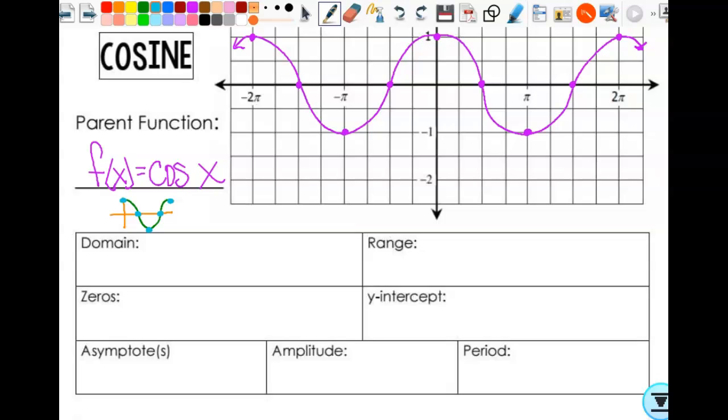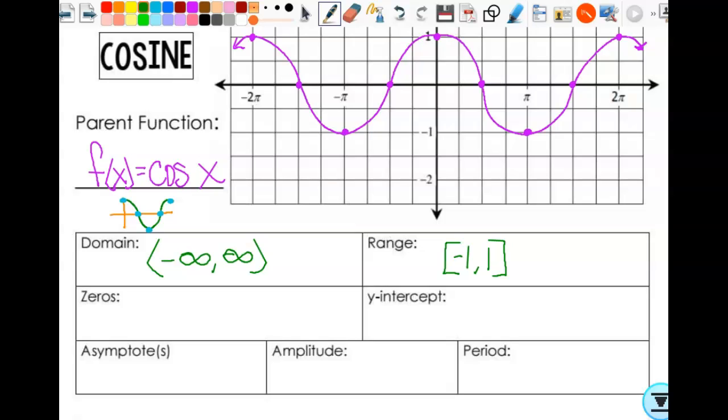Okay, so let's look at this. Do we have the same domain that we did for sine? Yes. Still going from negative infinity to infinity. Do I have the same range as I did for sine? Yes. So negative 1 to 1. All right, so zeros. Am I going to have an infinite amount of zeros again? Yes. Do they still happen at every pi units? Like, are they a pi apart? Yeah, they're still a pi apart.